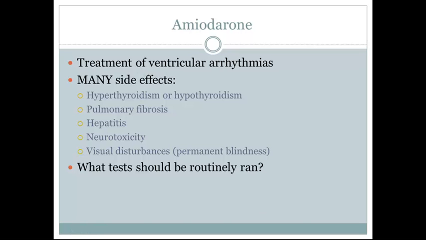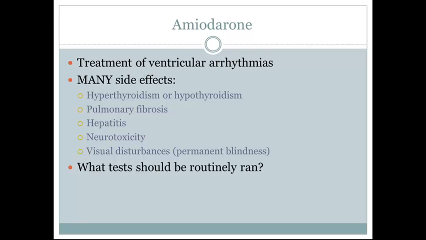Amiodarone treats ventricular arrhythmias. There are many side effects to amiodarone: hyperthyroidism or hypothyroidism, pulmonary fibrosis, hepatitis, neurotoxicity, visual disturbances can all happen with amiodarone. It needs to be closely monitored.